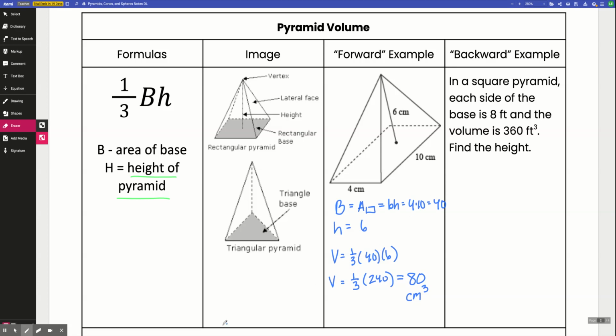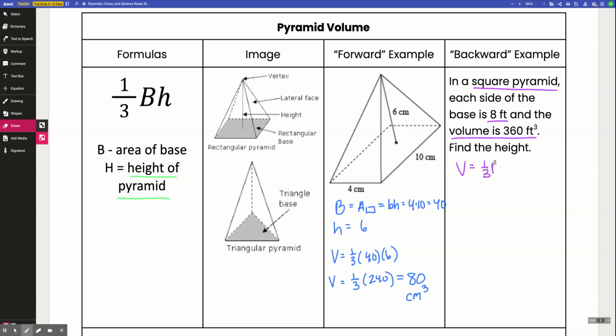Okay. All right, let's go ahead and do one more example with pyramid. Let's do a backwards example. Okay. So I've told you we're dealing with a square pyramid. I told you that each side of the base shape is 8 feet, and I told you the volume is 360 feet cubed. Okay, so I'm still using this formula.